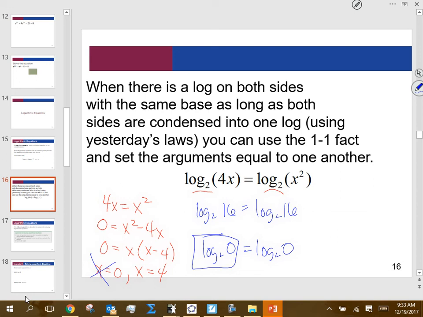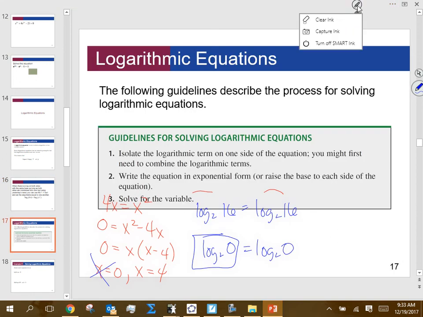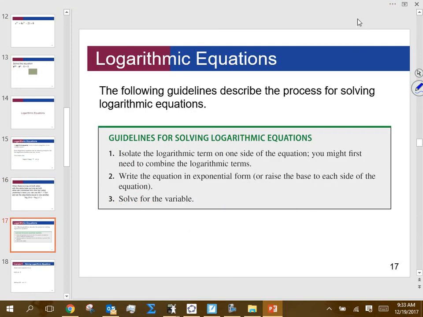If we look at some guidelines for solving logarithmic equations. Now these are just guidelines, just like when we dealt with exponentials. Guidelines are not set in stone, they're just things that may help you. It says isolate the logarithmic term on one side, if it's possible. But the first thing you might have to do is combine logarithmic terms. So you might have a logarithm written 2, 3, 4 times on the left-hand side, and you have to condense that using our laws down to one logarithmic term.